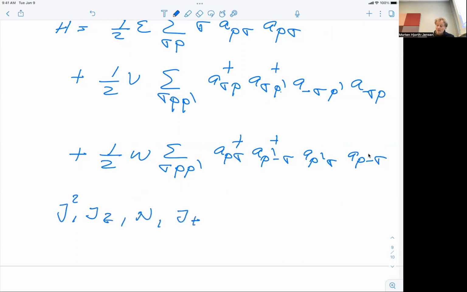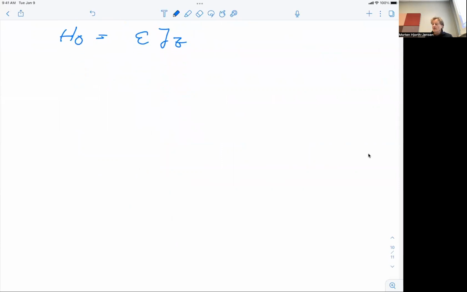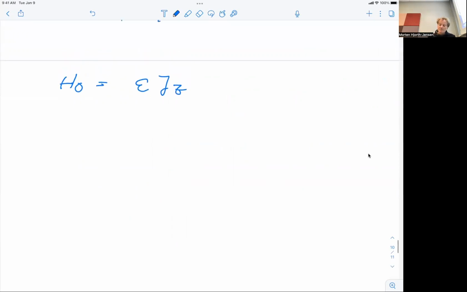Now, we can rewrite this Hamiltonian in terms of the operators J squared, JZ, the number operator, J plus, and J minus. So I'm just going to give you the answer. Hopefully you got time to do that in the exercises. So this H0 is just this epsilon times JZ. So we defined, let me just give you the definition of these spin operators here. So what we did was actually to define different operators here. So this operator JZ, just to give you an example, is the sum over P and sigma, contains sigma, and then it has an AP sigma dagger, AP sigma, just as an example.